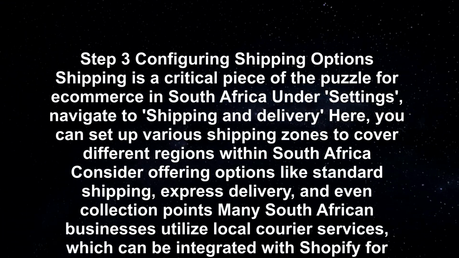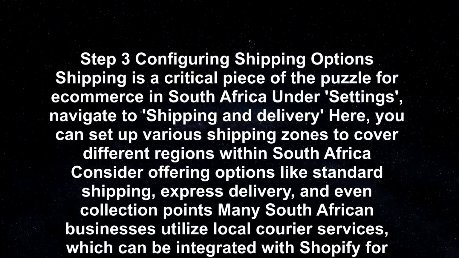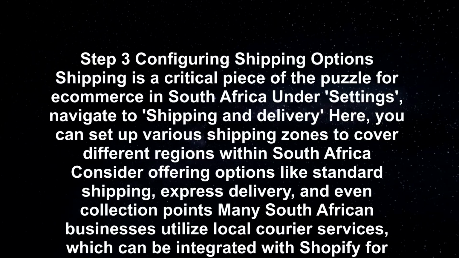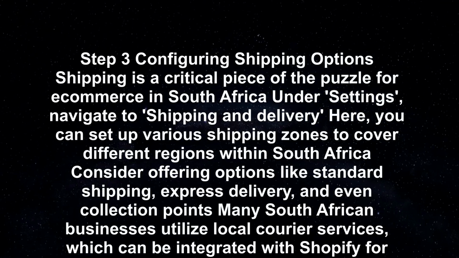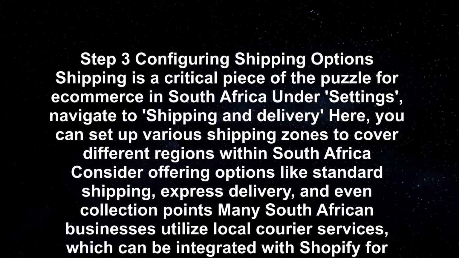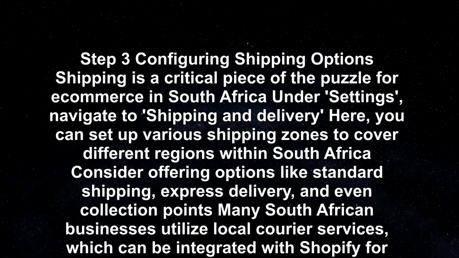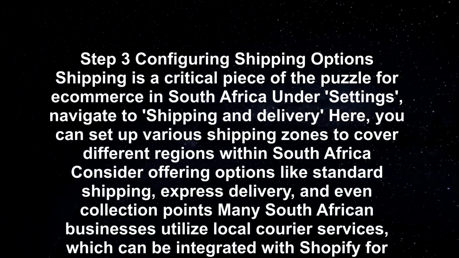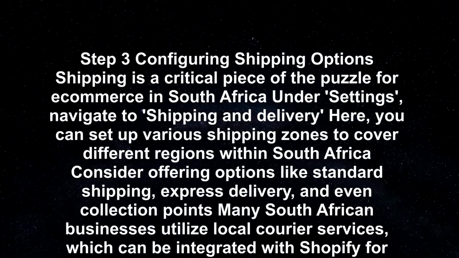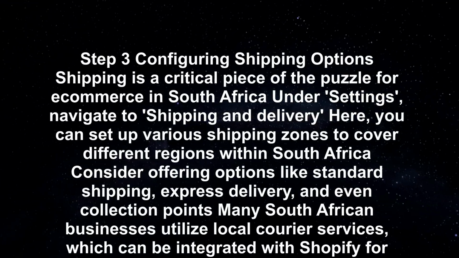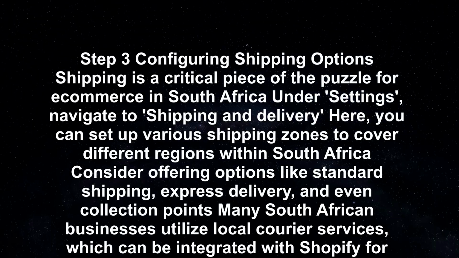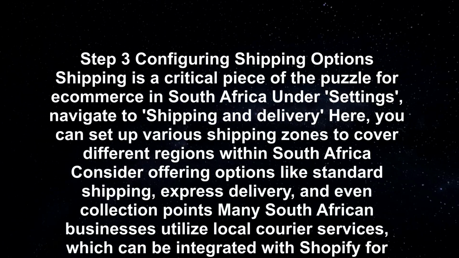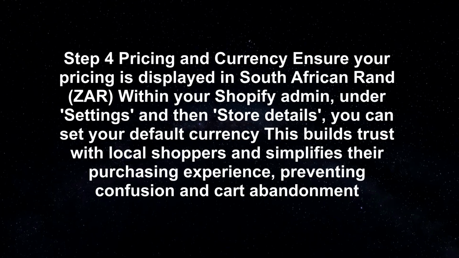Step 3. Configuring shipping options. Shipping is a critical piece of the puzzle for e-commerce in South Africa. Under Settings, navigate to Shipping and Delivery. Here, you can set up various shipping zones to cover different regions within South Africa. Consider offering options like standard shipping, express delivery, and even collection points. Many South African businesses utilize local courier services, which can be integrated with Shopify for real-time shipping rates and easier order fulfillment.